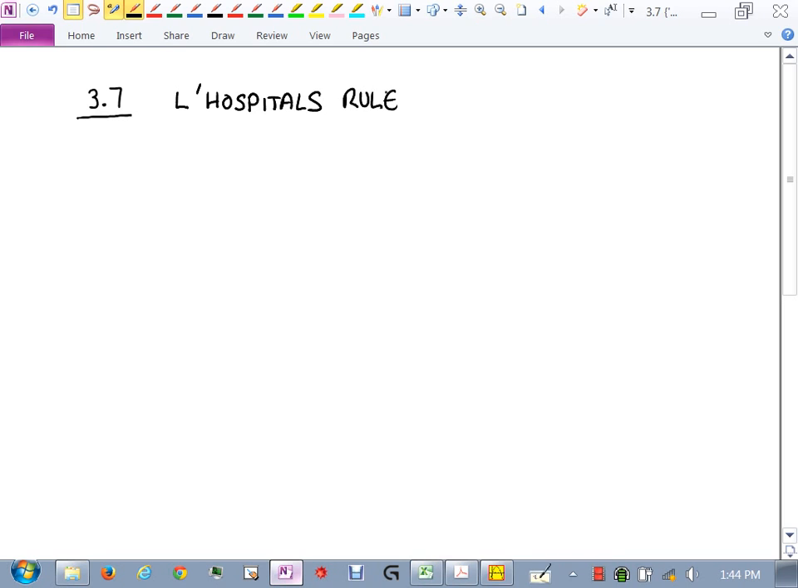Now, L'Hopital's rule, it's pronounced L'Hopital, but it's spelled like La Hospital. All right? I'm not sure if that's even how you spell hospital, but that's the way it looks to me. L'Hopital. And L'Hopital's rule is one of the best, most useful things that I can think of when it comes to calculus. I mean, it is a great tool.